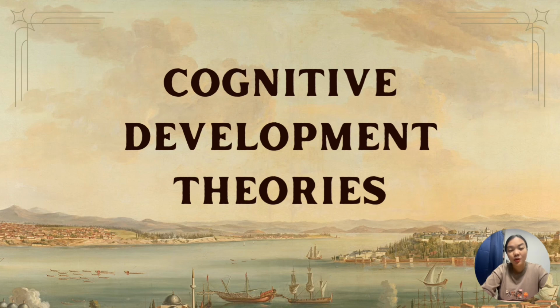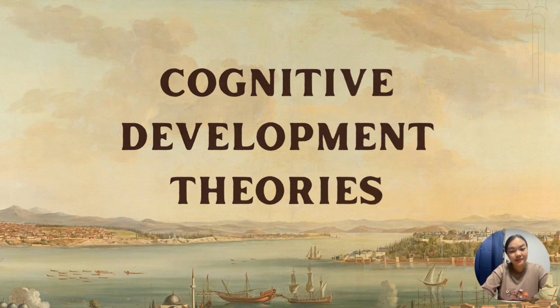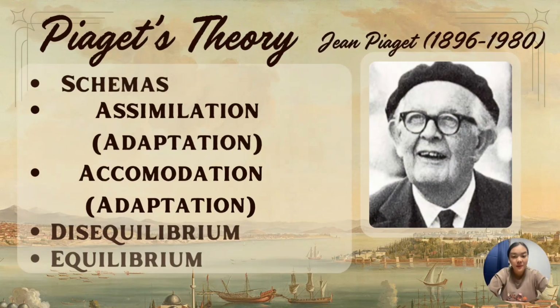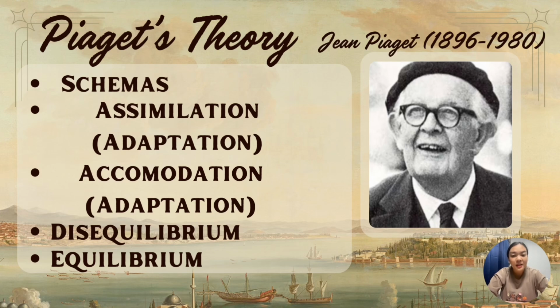Now let's take a look at cognitive development theories. Alright, so first we have Piaget's theory of cognitive development, established by Jean Piaget from 1896 until 1980. Terms associated with Piaget's theory of cognitive development are schemas, which are the building blocks of knowledge, and assimilation in adaptation, which is using existing schemas to deal with a new object or situation.